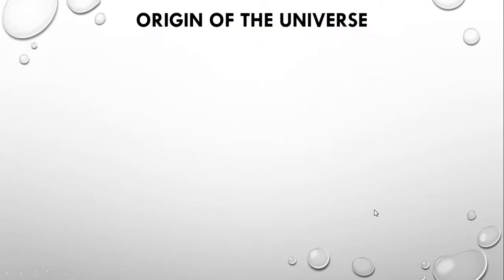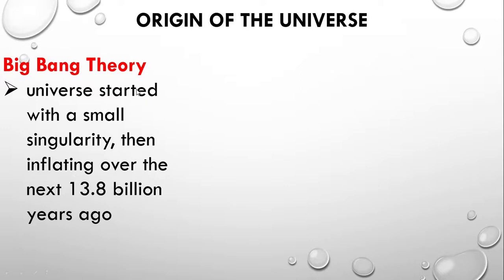So let us talk first about the origin of the universe. There are theories that try to explain the origin of the universe. First, we have a very well-known theory, the Big Bang theory. According to the Big Bang theory, the universe started with a small singularity, then inflated over the next 13.8 billion years. So according to the Big Bang theory, the age of the universe is about 13.8 billion years.